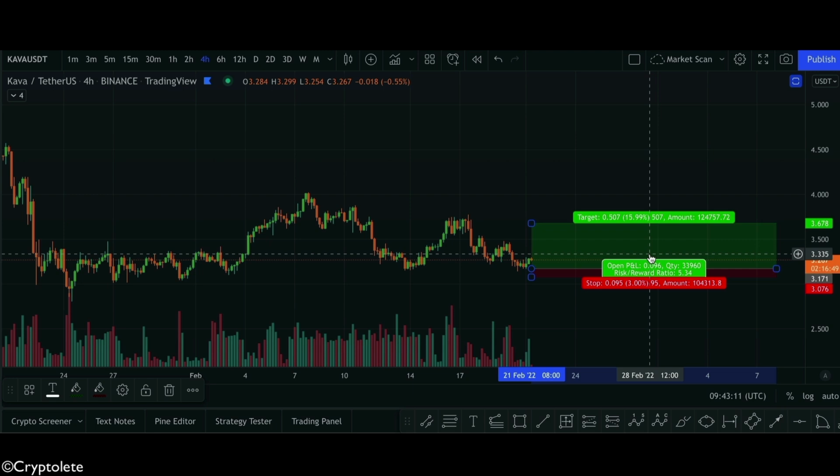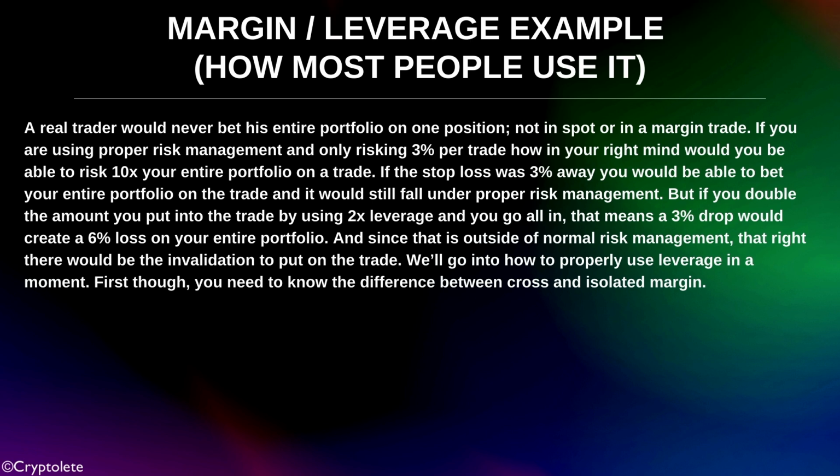Because if you put on more than your entire portfolio and your stop loss is more than 3% away, then that particular trade will have a risk that is over 3%. And that is something that you do not want to do. That would by default mean that it is not falling within proper risk management. And so now you know how to not use leverage.